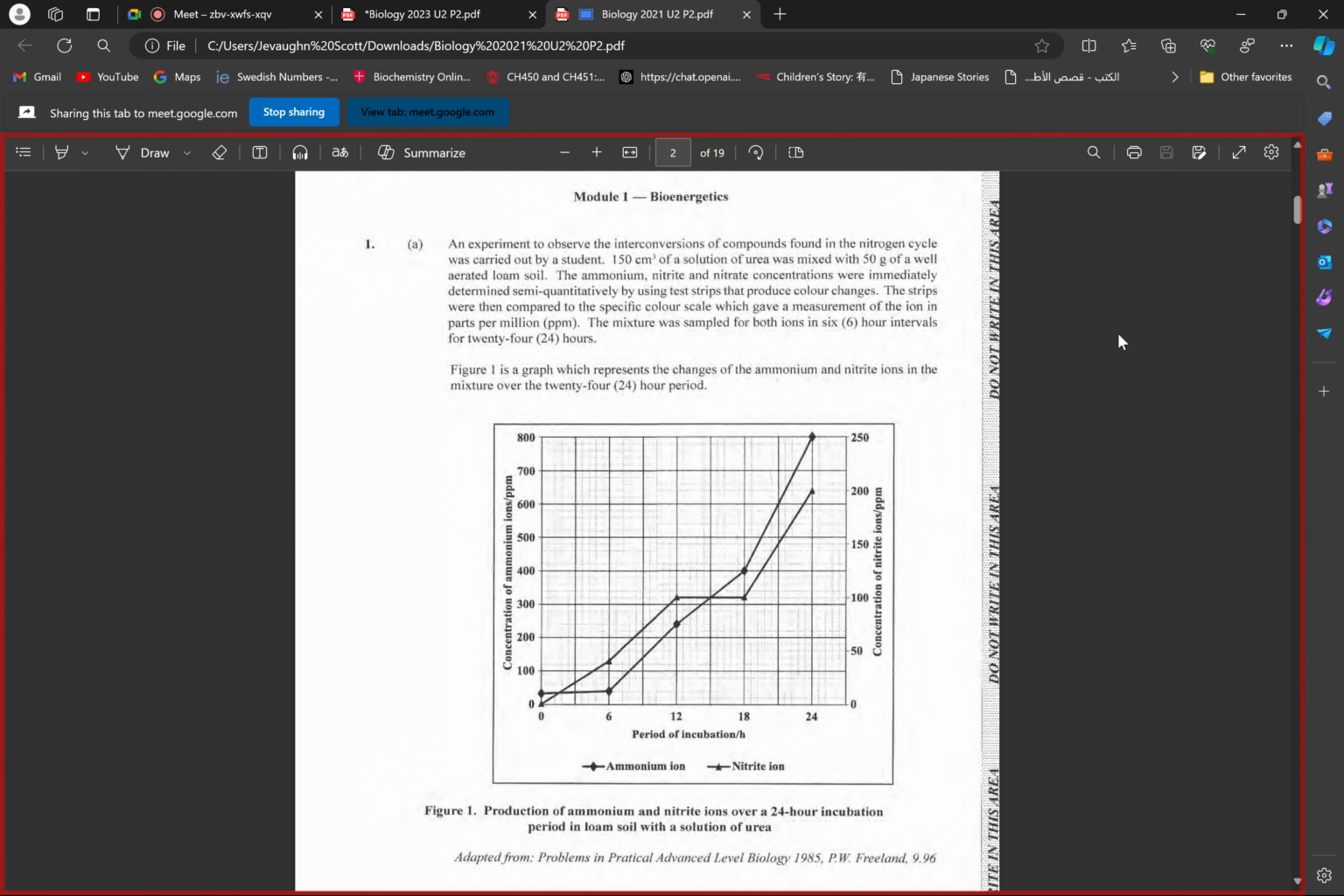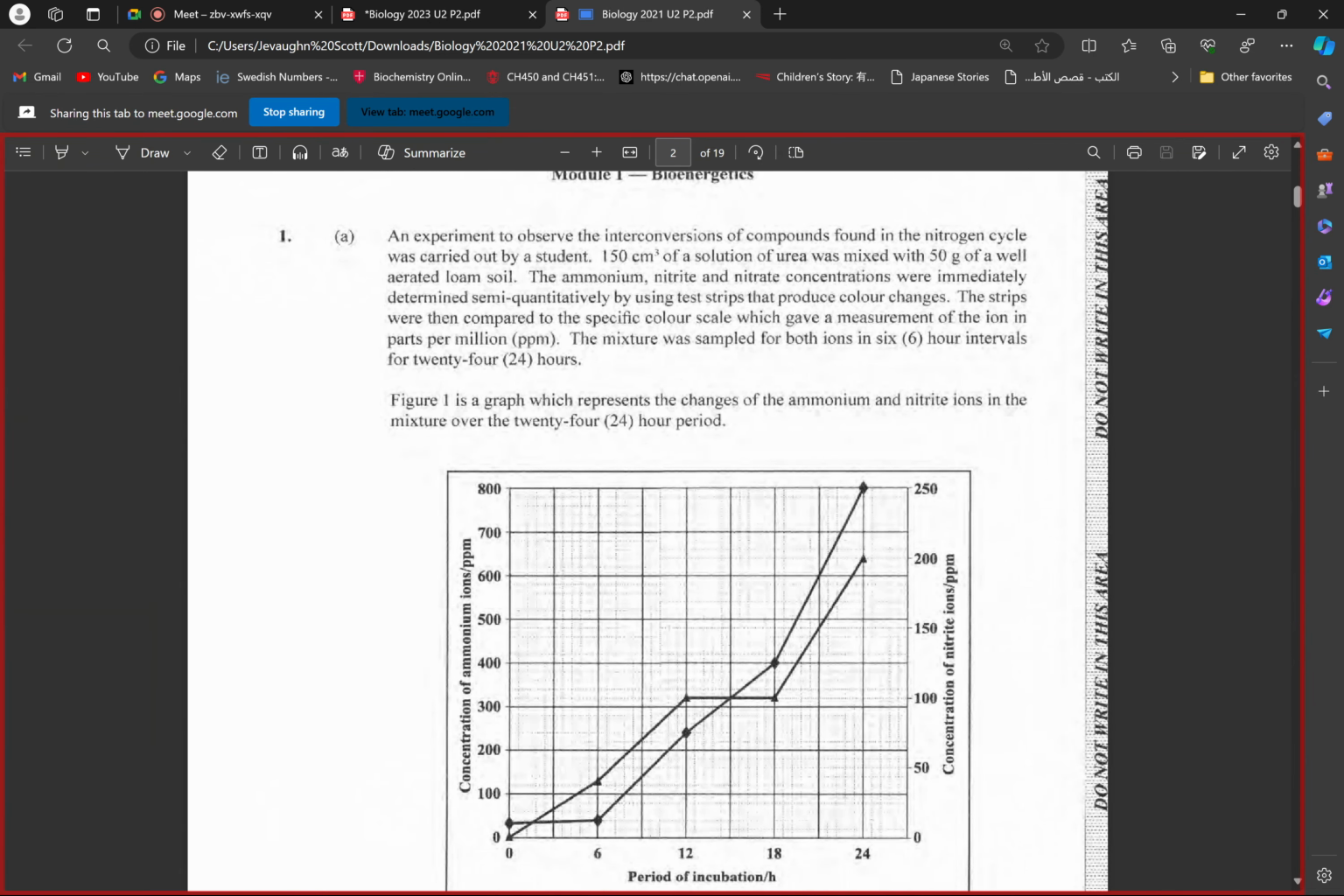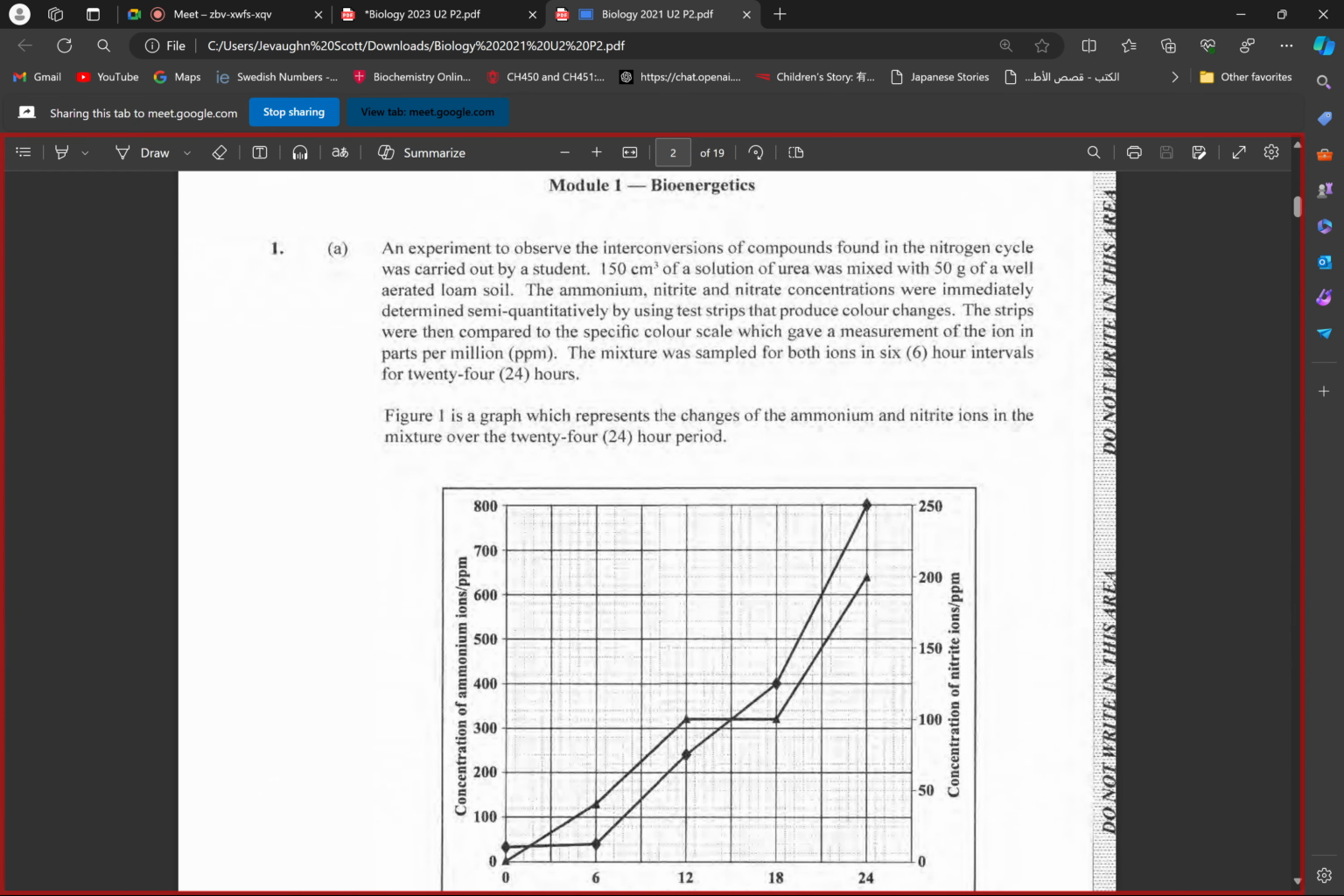interconversions of compounds found in the nitrogen cycle was carried out by a student. So 150 centimeter cubes of a solution of urea was mixed with 50 grams of a well aerated loam soil. The ammonium, nitrite, and nitrate concentrations were immediately determined semi-quantitatively by the use of test strips that produce color changes. The strips were then compared to a specific color scale, which gave a measurement of the ion in parts per million. I think it would have been better to use UV spectroscopy.